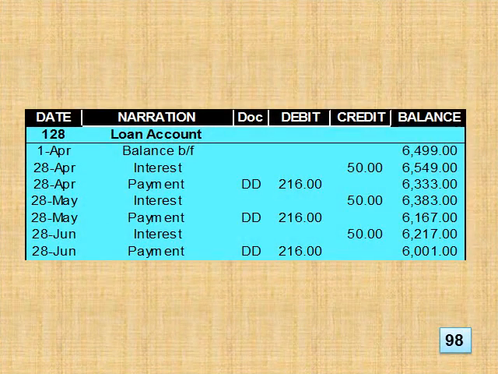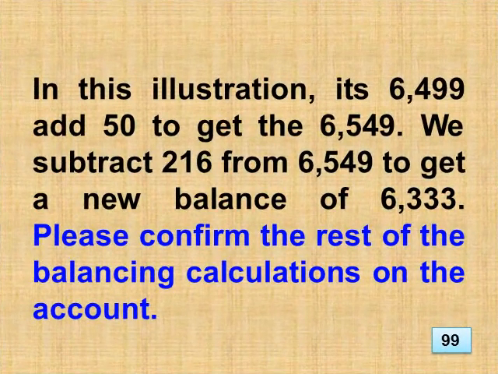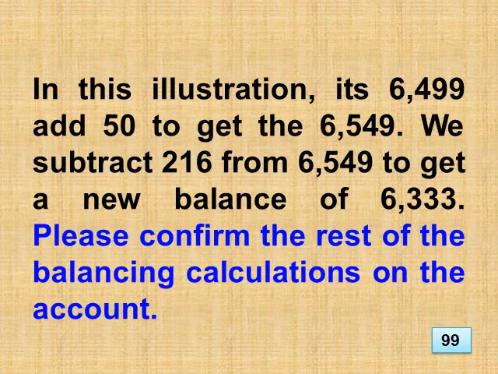This slide has the loan account. It shows entries in the debit and credit columns, plus the balances calculated. It follows the balancing method for incomes, liabilities, and capital. In this illustration, it's 6,499 add 50, to get the 6,549. We subtract 216 from 6,549, to get a new balance of 6,333. Please confirm the rest of the balancing calculations on the account.